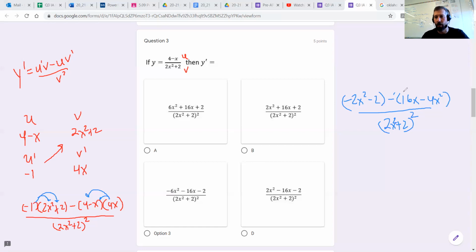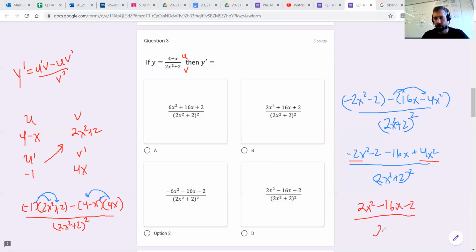And then now I will actually distribute that negative. So watch how I'm doing that in 2 separate moves. And once I distribute that negative, I can actually drop those parentheses. And we're almost there. Because now last step, I'm going to look for terms that I can combine together. I have a negative 2x squared and a positive 4x squared. So it's going to give me a positive 2x squared out front minus 16x minus 2 all over that 2x squared plus 2 squared.